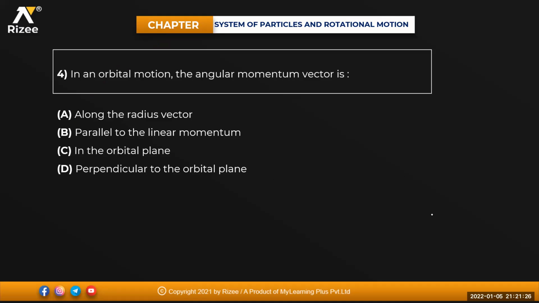Okay, next one. In an orbital motion, the angular momentum vector is: along the radius vector, parallel to the linear momentum, in the orbital plane, or perpendicular to the orbital plane. Good question, beta. Please try it, everyone.